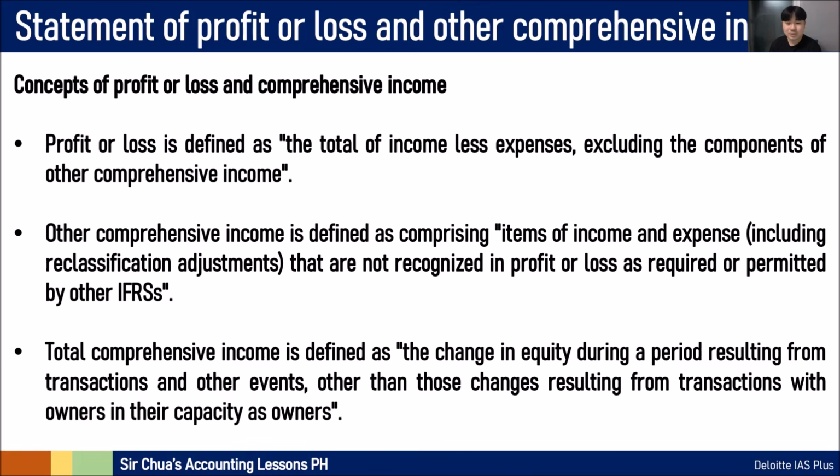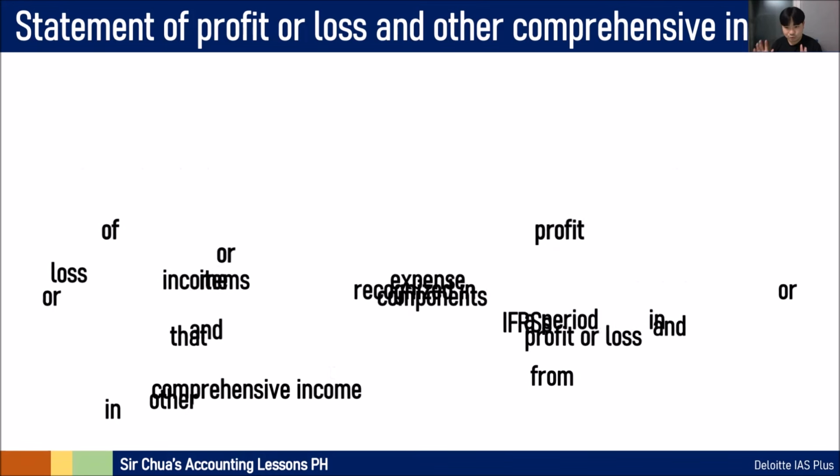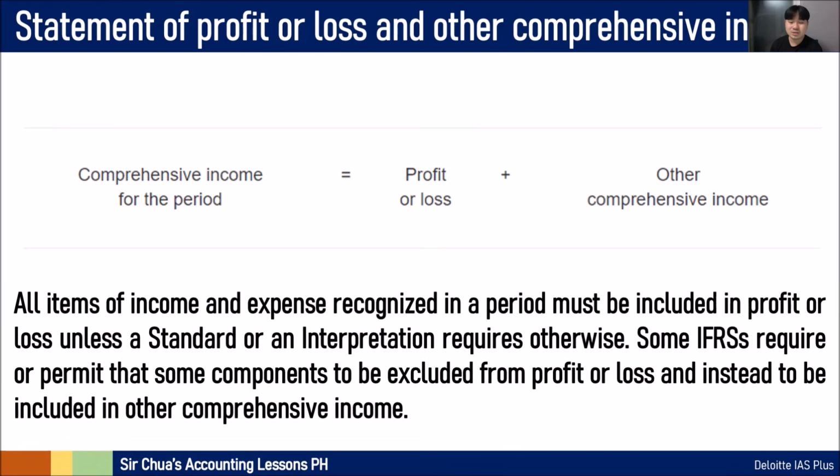Now, when we say total comprehensive income, it's the change in equity during the period resulting from transactions and other events other than those changes resulting from transactions with owners in their capacity as owners, which includes contributions by owners and distribution to owners of equity components na hindi nanggaling sa income at hindi rin nagkaroon ng effect ang expenses at hindi rin OCI. Total comprehensive income is just basically your profit or loss plus OCI and ito po yun. The total comprehensive income for the period is equals to profit or loss in your income statement together with the effect of all other OCI.